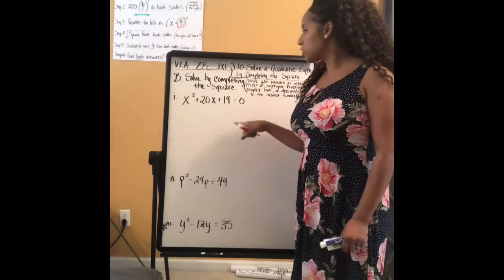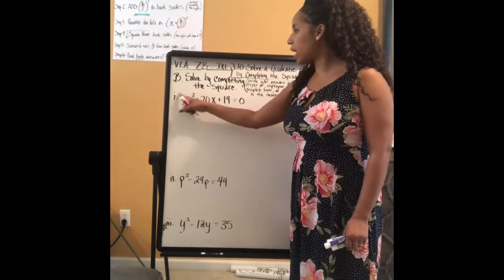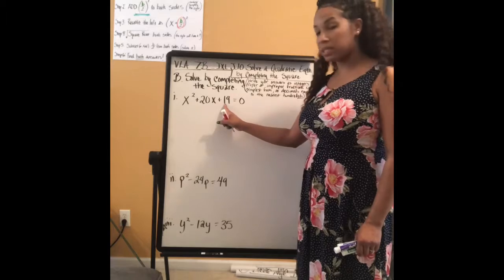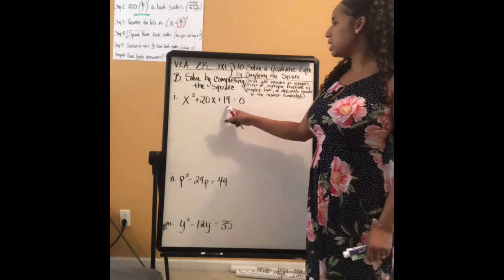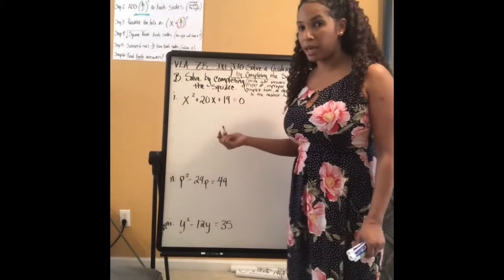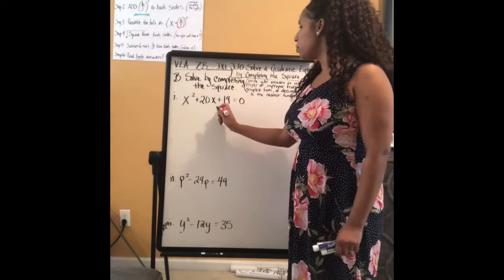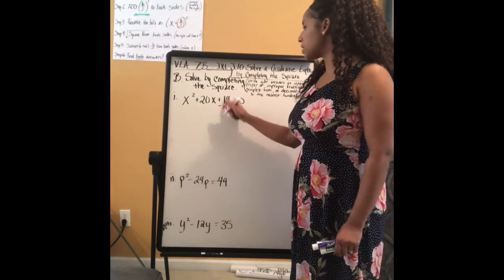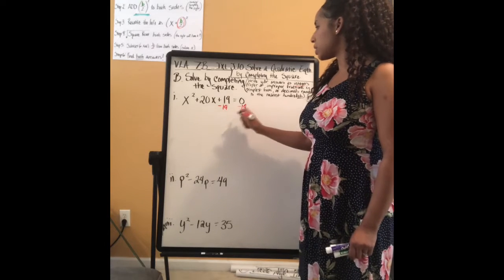My first step is to move your c. You know how we had our ax squared plus bx plus c? So my c is 19, but it's the wrong c. It's not the one that I need to write a perfect square. So I will move it. In this case, I'm going to move a positive 19 by subtracting it from both sides.